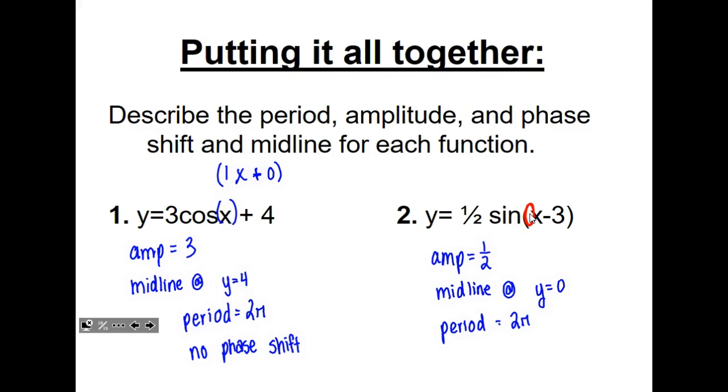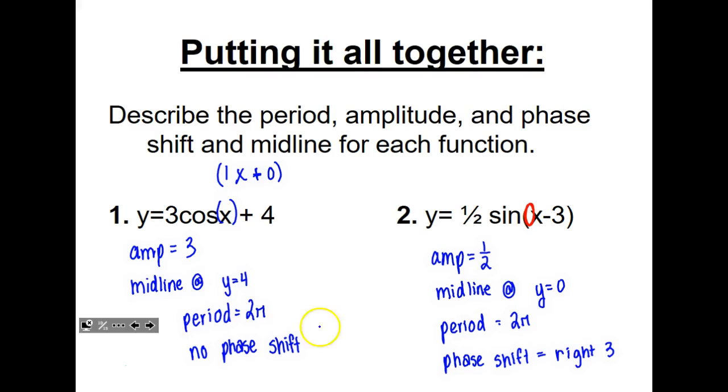And then our last is our phase shift. Okay, so Shane, what kind of phase shift do we have here? Okay, it is right 3. We go the opposite direction, so since that's negative, it's going to be positive. We didn't have to divide by anything here because we don't have a number in front of x. Or if we did, it's a 1, so it stays the same.